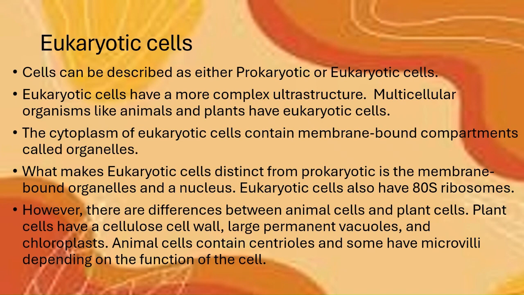However, there are differences between animal cells and plant cells. Both animal and plant cells are eukaryotic, but even then they have some differences in their structure. Plant cells have a cellulose cell wall, large permanent vacuoles and chloroplasts. However, animal cells contain centrioles and some have microvilli depending on the function of the cell. So you would not see animal cells with a cell wall, permanent vacuoles, or chloroplasts. Those are features in plant cells only, and some animal cell specific features are centrioles and microvilli if it has a specific role in the body.